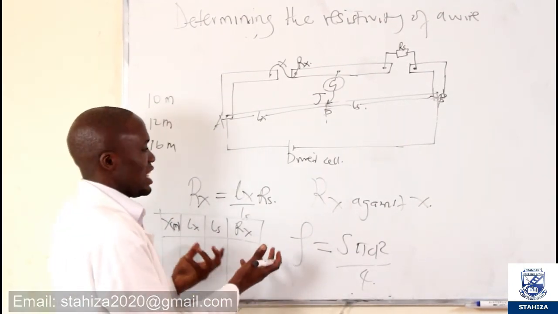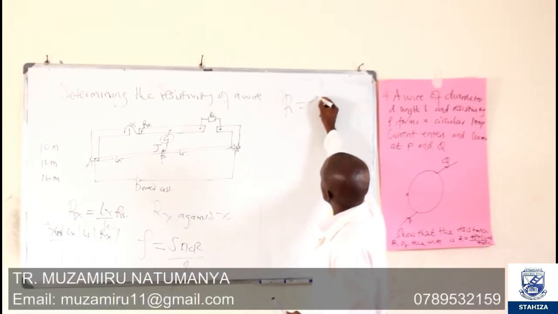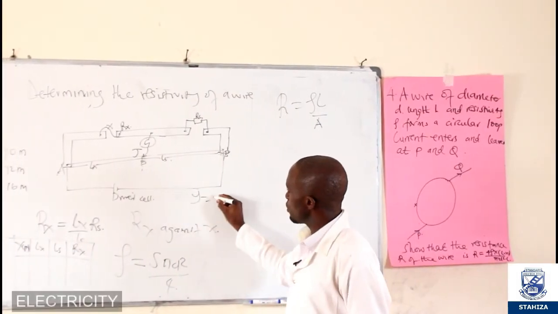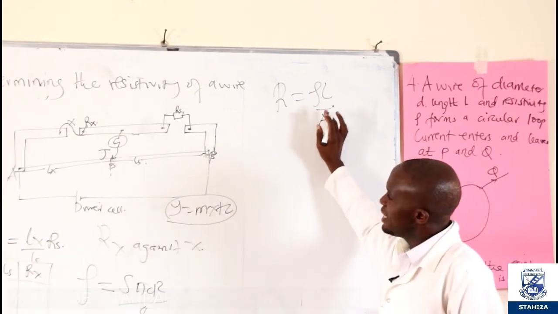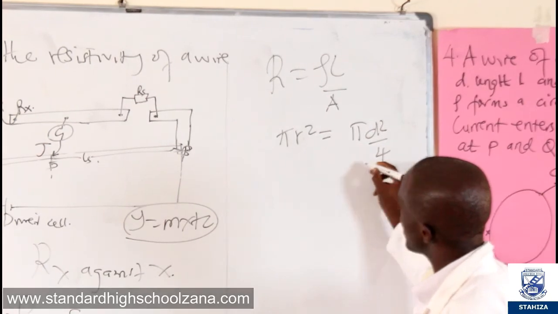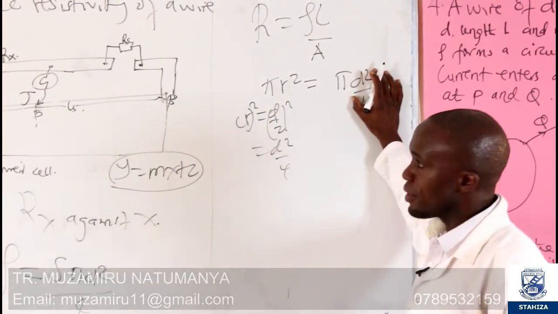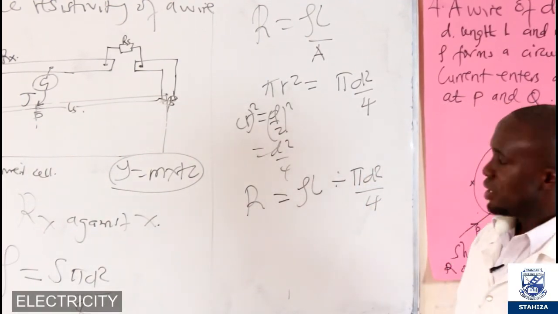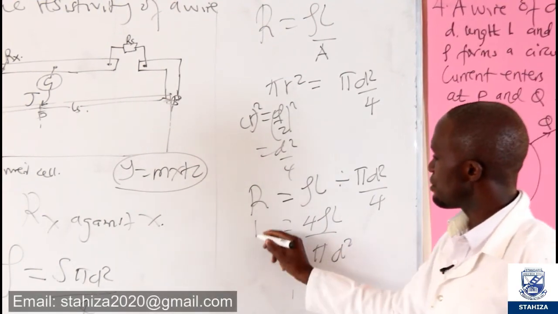What could be the theory of this experiment? From the beginning, we are saying that R equals rho L out of A. Remember, I have said you must plot a graph. To plot a graph, you must have an equation of a line, which is always given as Y equals MX plus C. How does this come up? The wire is circular in nature, therefore we can get the area from pi r squared, which is the same as pi d squared out of 4, since r equals d out of 2, and when I square this side, I also square the other side, giving d squared out of 4. Then I will get R equals rho L divided by pi d squared out of 4. This becomes a multiplication sign when I take the reciprocal. Therefore, I shall have R equals 4 rho L out of pi d squared.